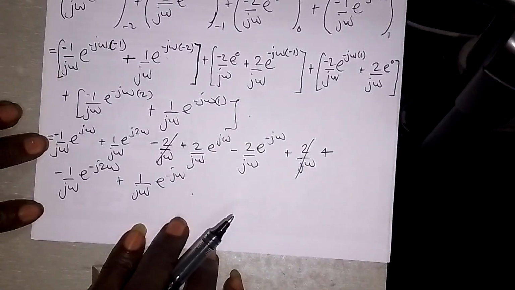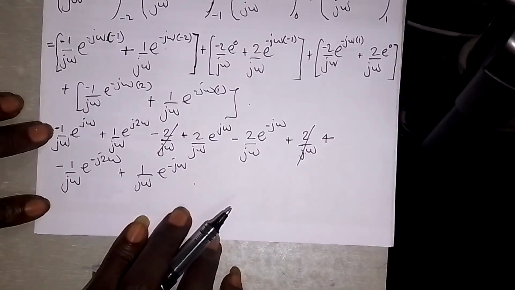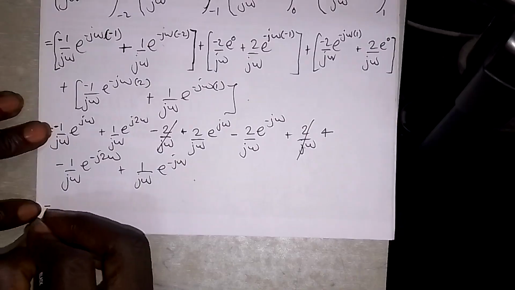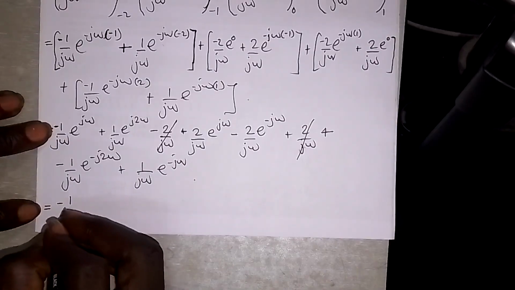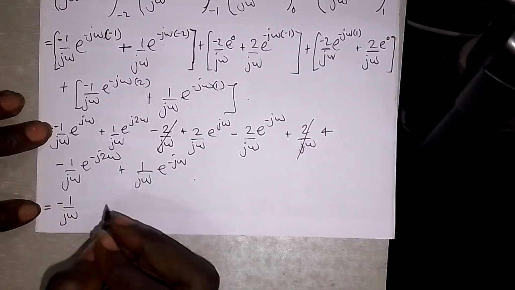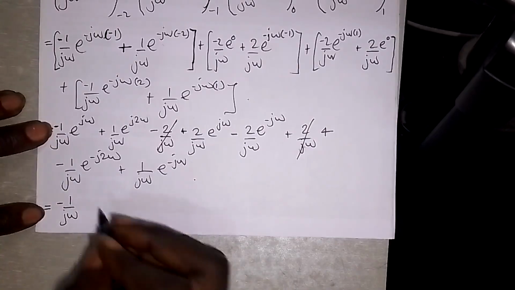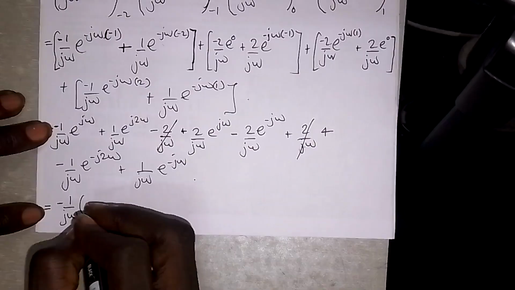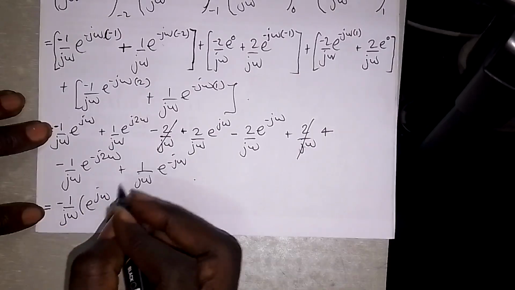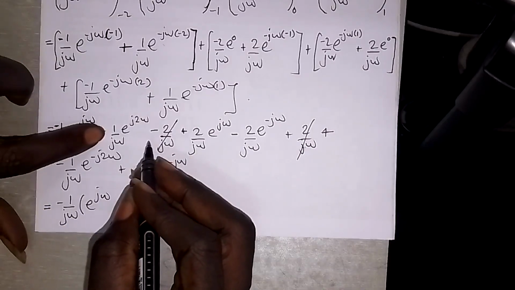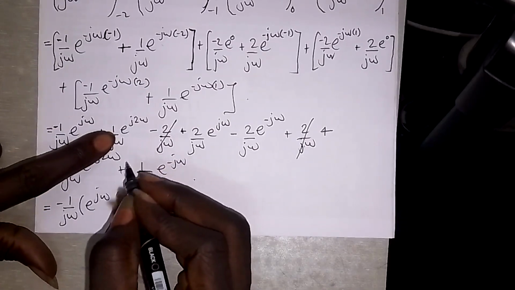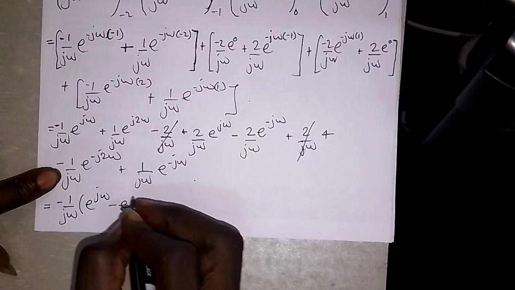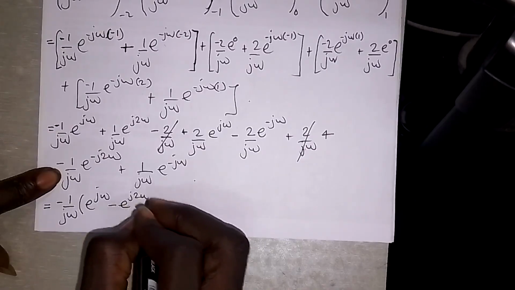Okay, so what are we going to have? Okay, so we are going to have minus 1 on j omega. Minus 1 on j omega is going to be equals to e exponent j omega. Okay, then you come here. If you come here, it will be what? Minus, because of this minus. So e exponent j2 omega.